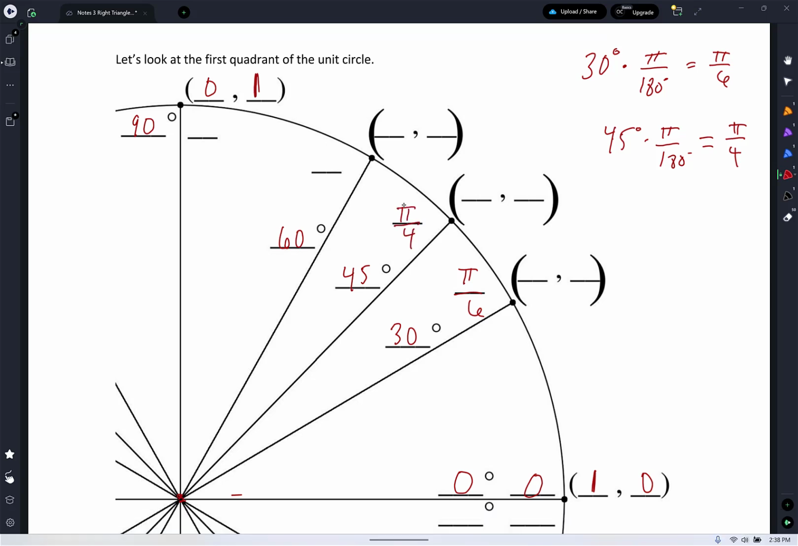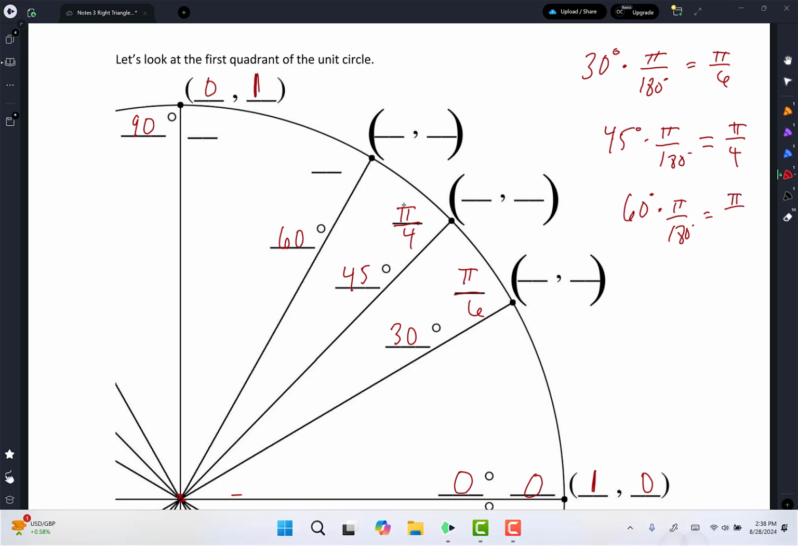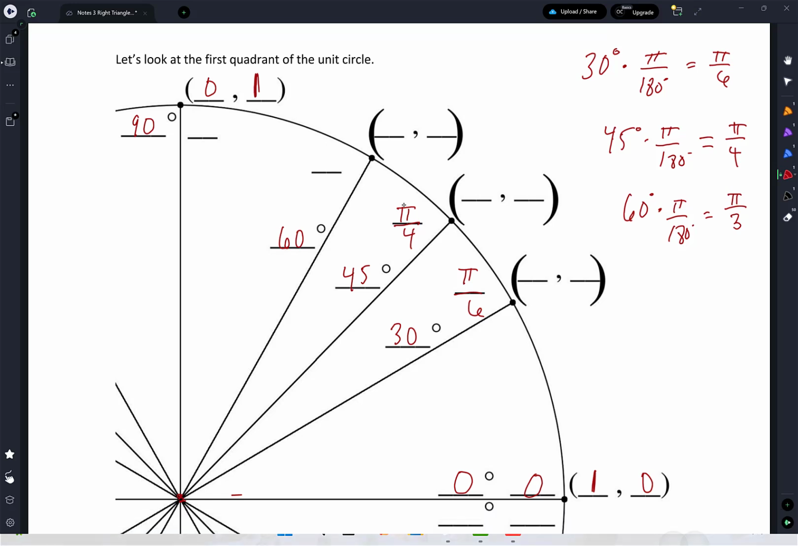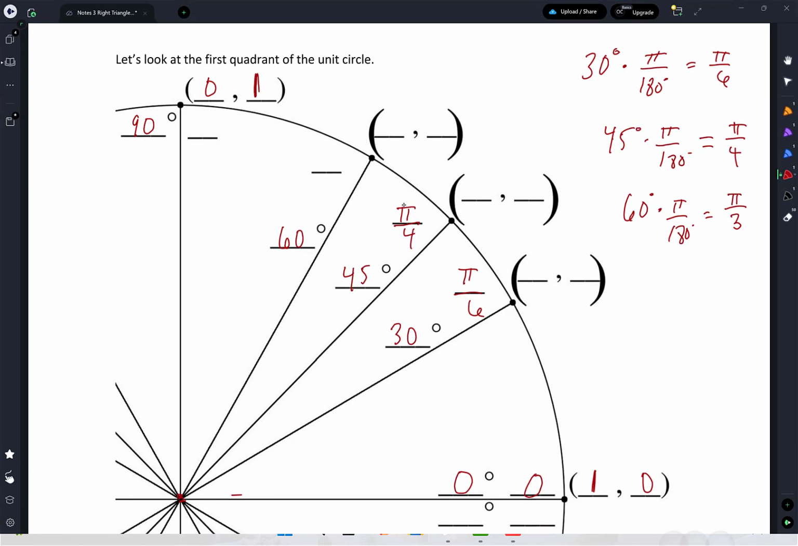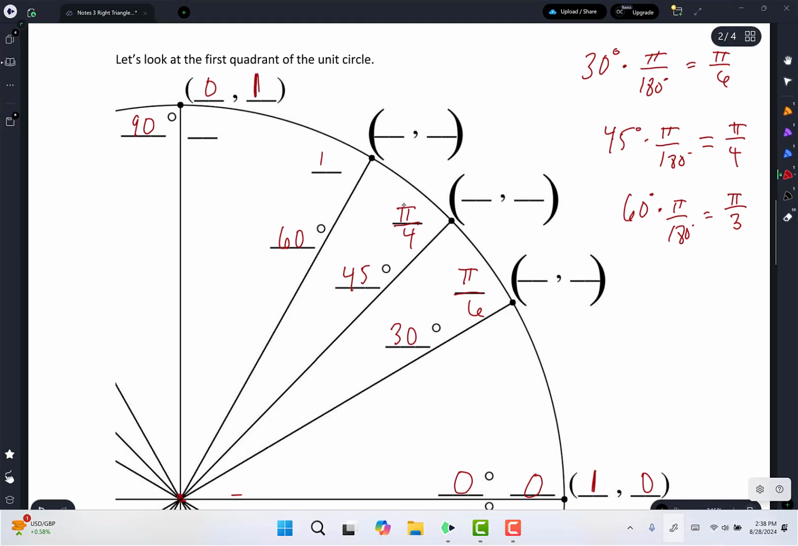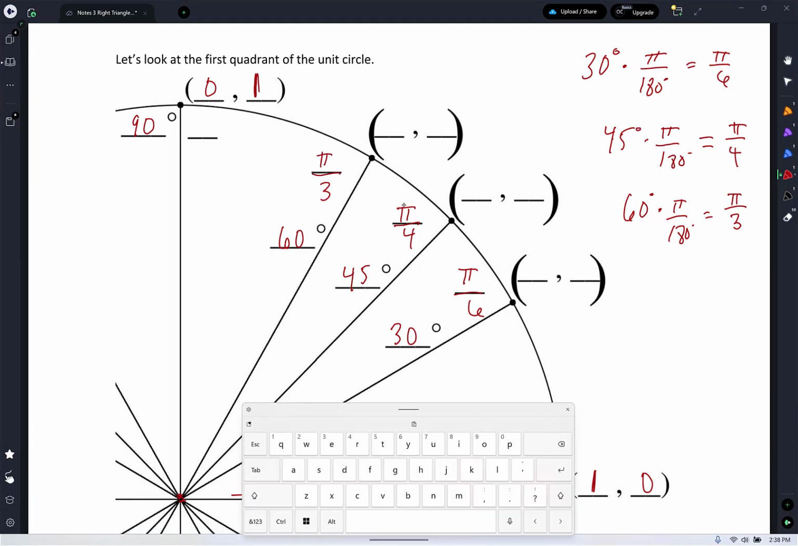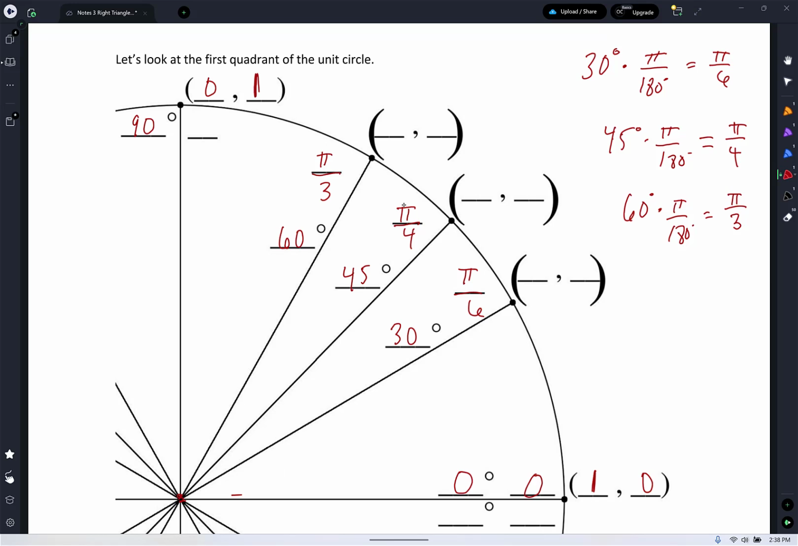Yeah, that's what we've been doing all this time when we convert. 60 degrees times pi over 180. So 6 goes into 18 3 times, so this must be pi over 3. So 60 must go into 180 3 times. 60, 120, 180, it does. So this guy right here is pi over 3. And then at 90 degrees, that's just pi over what? You guys remember? 2, pi over 2.